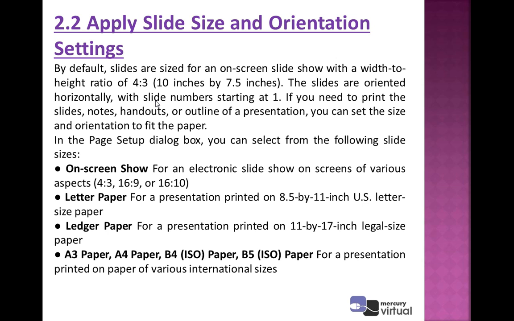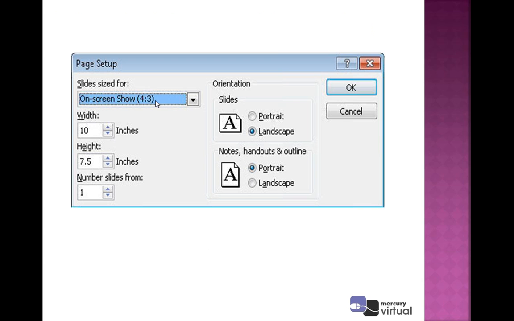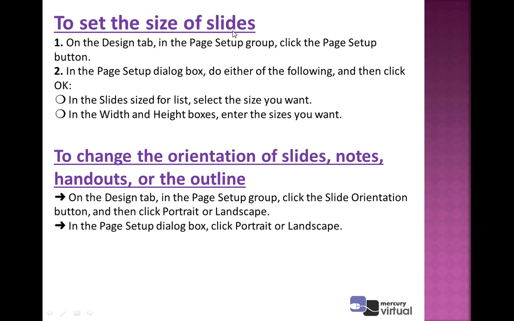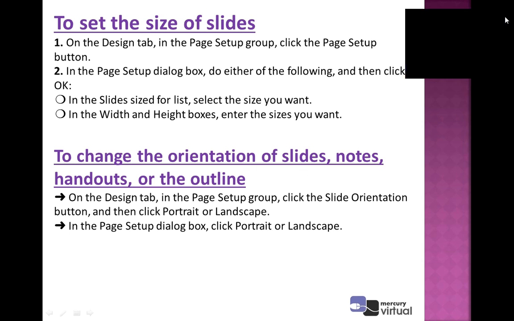Then 2.2 is how to apply slide size and orientation settings. You can change the slide size and you can change the orientation at any point of time. Then next one, this is the Page Setup dialog box. Here we can change the slide show or the orientation. Then how to set the size of slide. Then how to change the orientation of slides, notes, handouts or the outline.